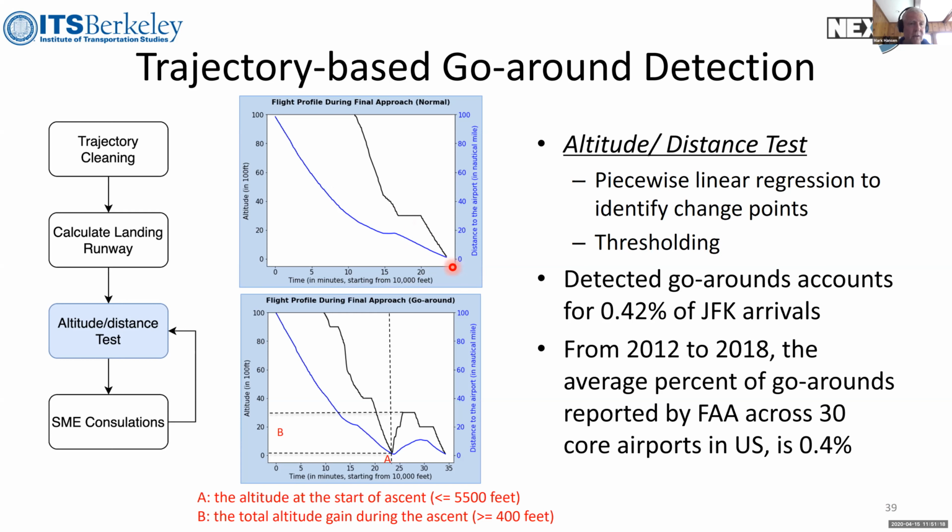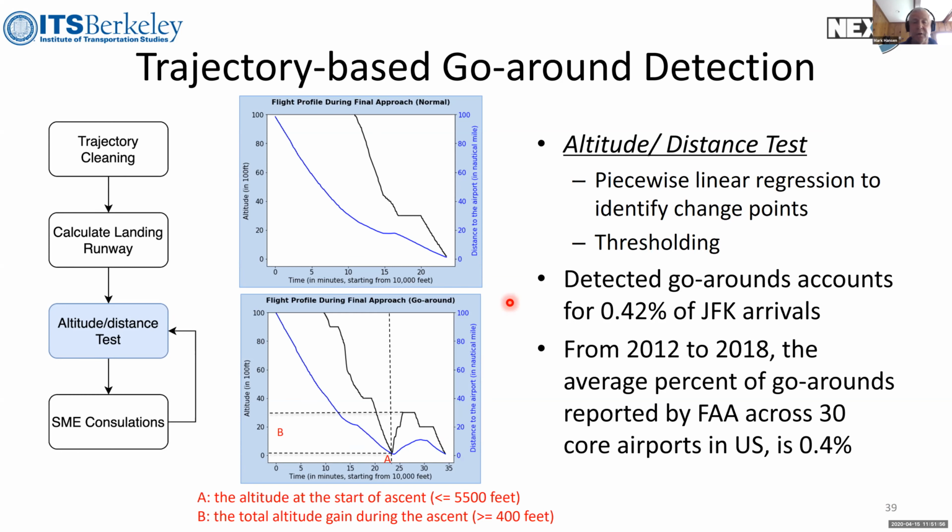So we have flights here where we have altitude and time. These two plots indicate respectively the distance from the airport and the altitude of the aircraft as it approaches the runway. This is a standard approach to a runway, and this is what we see with a go-around. So we get to a certain point, and then the flight starts to climb and move further away from the runway. So we're able to detect the go-arounds this way.